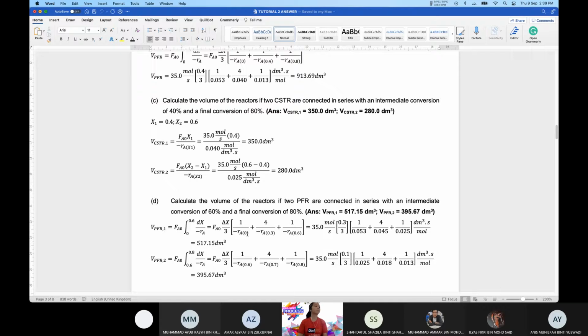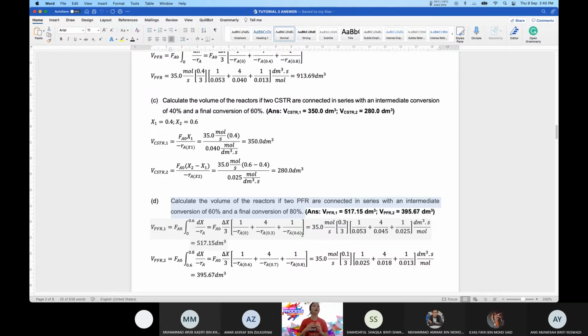Okay, so question D sekarang, calculate the volume of the reactor if two PFR are connected in series with an intermediate conversion of 60% and a final conversion of 80%. So tadi we do CSTR, now kita buat pula PFR but still in series and the conversion dah lain. So now in the D part, X1 60%, X2 80%, or in a simpler word, in the first PFR, dia akan convert from 0 to 0.6, 0 to 60%. Second reactor ni dia akan convert daripada baki yang tadi tu, yang 60% tu dia naikkan conversion kepada 80%.